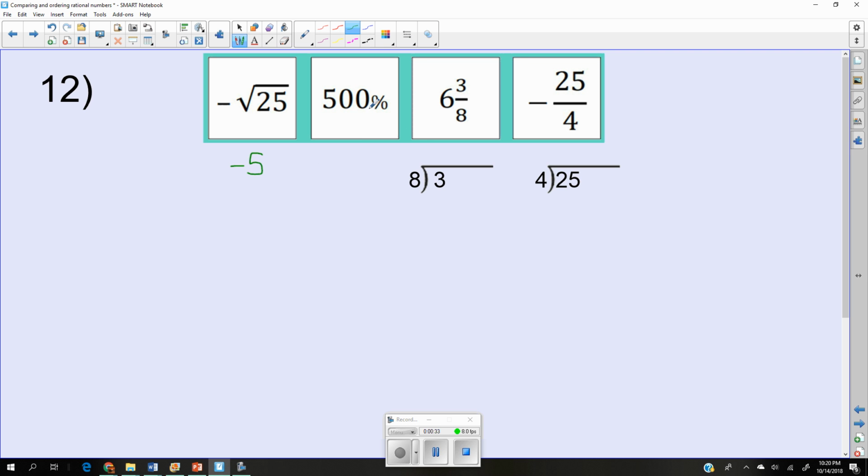500%, we change that to a decimal. We move the decimal point. We drop the percent sign, move the decimal point 2 places. And that is 5.